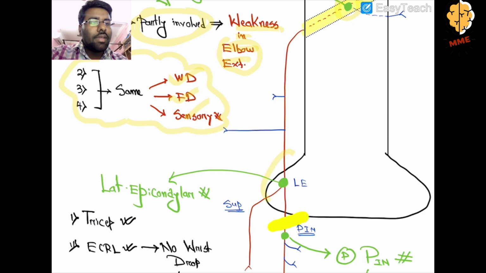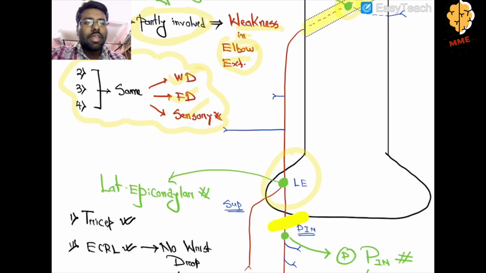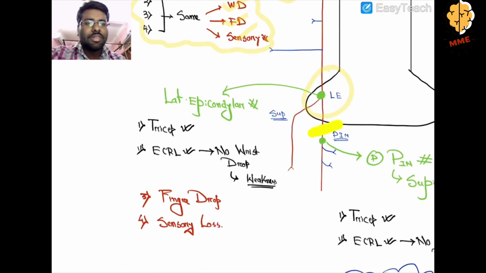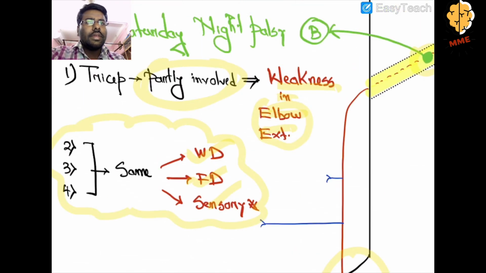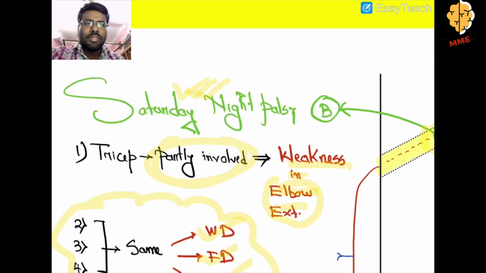Coming to the lateral epicondyle fracture. In case of a lateral epicondyle fracture, the triceps branch is spared, so the triceps is good. ECRL is good, so there is no wrist drop, but weakness is there. But finger drop and sensory loss are there. Okay, very easy. It's very easy. In case of Saturday night palsy, it is the Saturday night palsy.